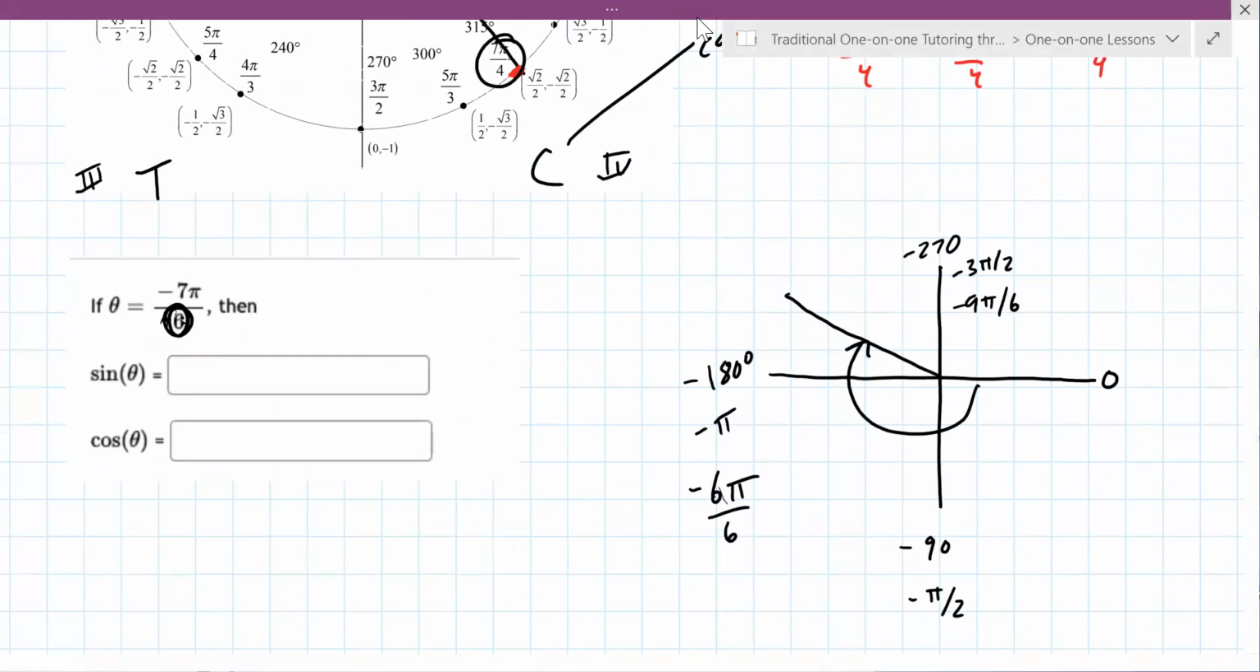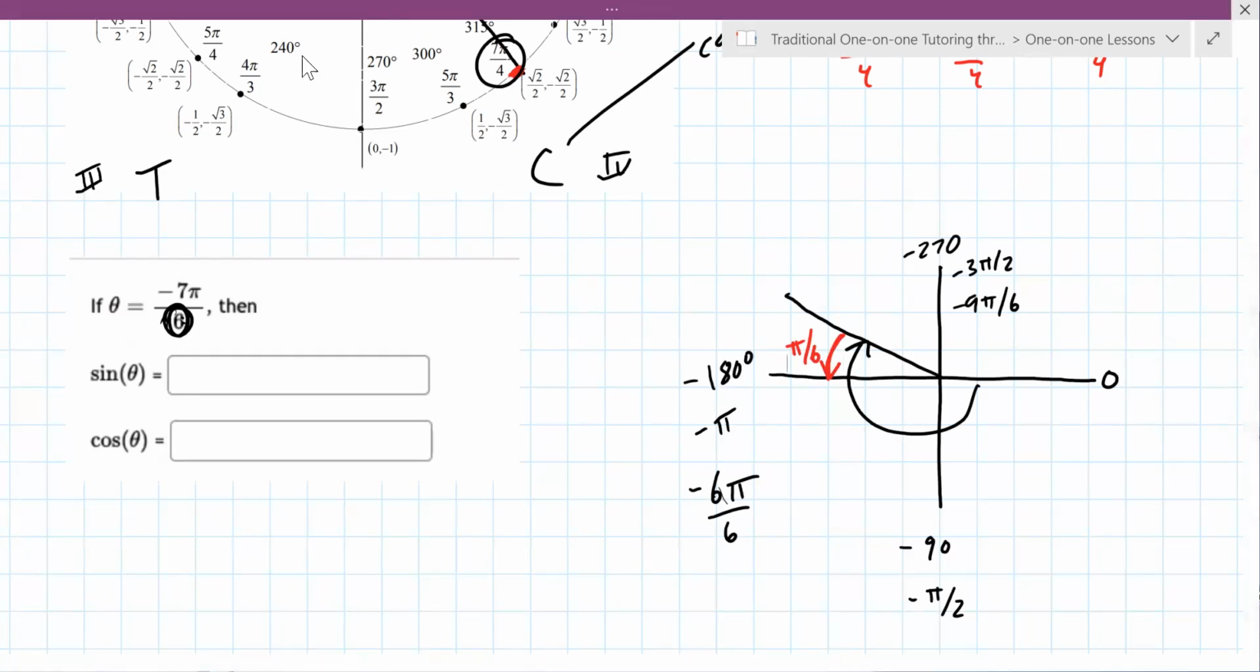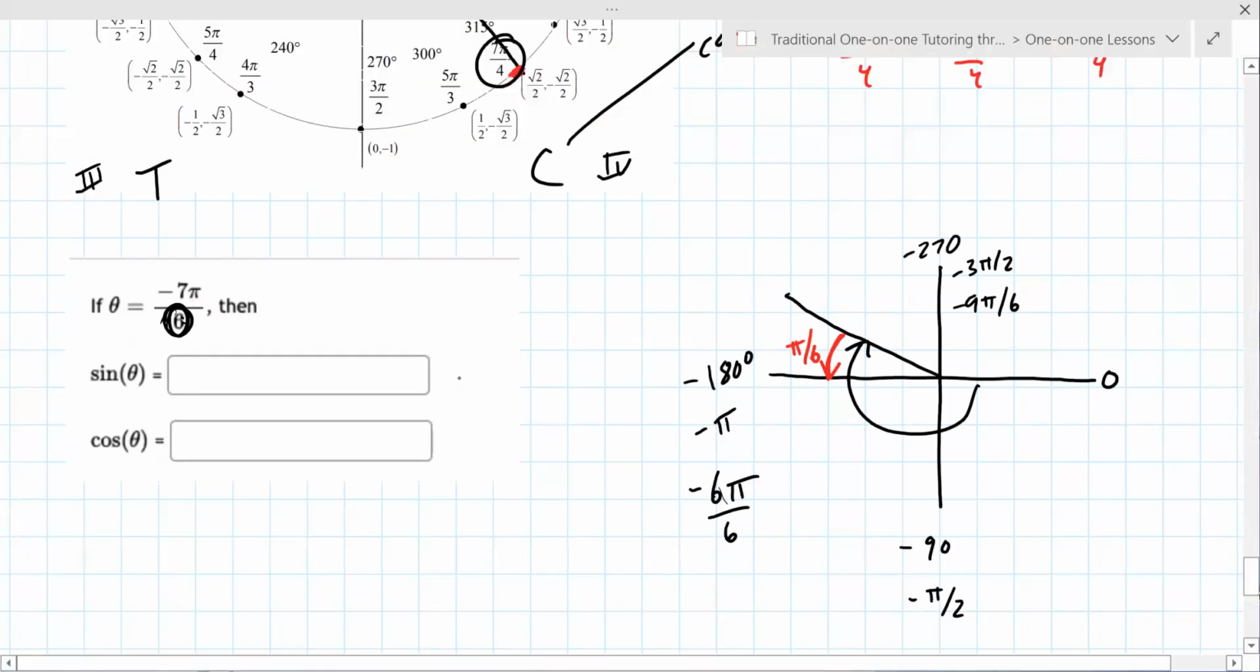So why did we do all that? Because we wanted the reference angle. And the reference angle is now pi over 6, because that's the angle made with the x-axis. So even though it's negative, the reference angle is always positive. But is the answer positive or negative?